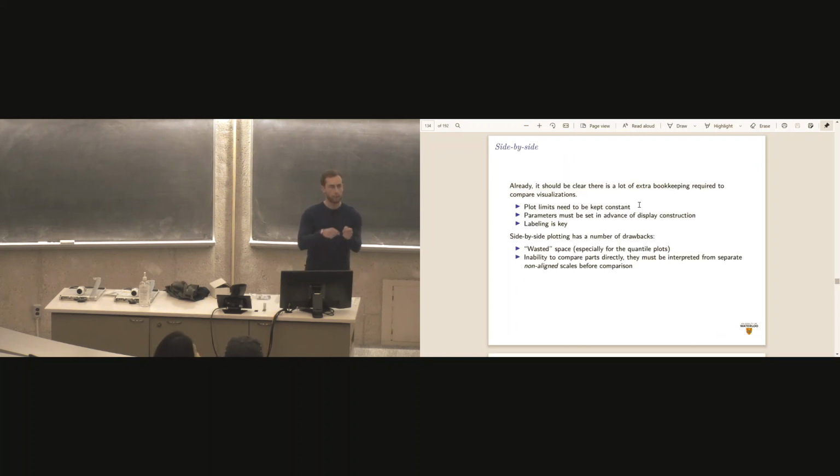The other problem with this is you can't compare parts directly. Like I said, for the histogram, you need to look at one part and then look over at the other part. And while it's a pretty simple eye movement, sometimes it takes a bit of extra focus, takes a bit of extra thought, and that just makes it a little bit harder to read what's going on.